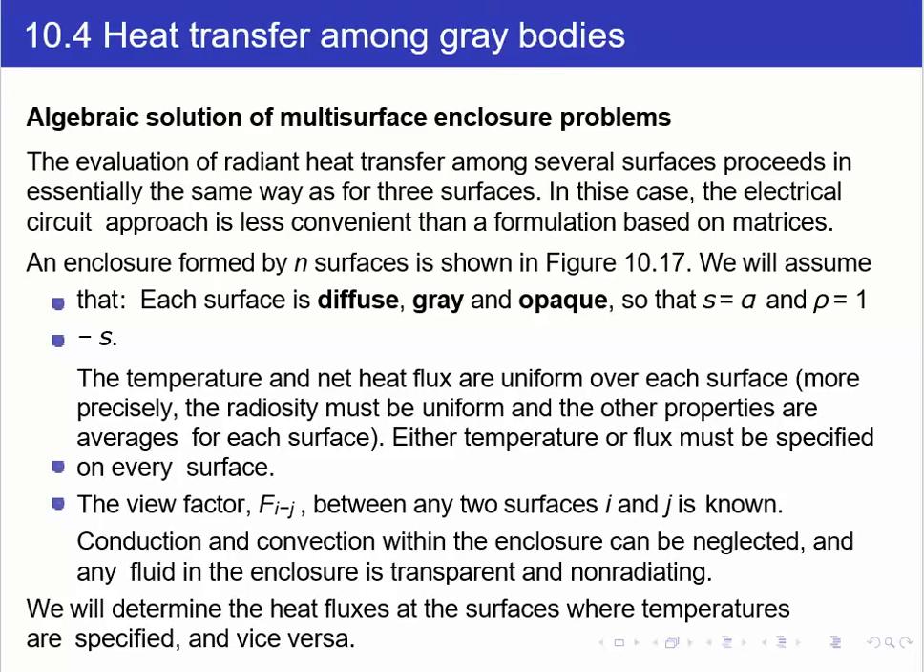When the temperature and the net heat flux are uniform over each surface, either the temperature or flux must be specified on every surface. The view factor F i to j between any two surfaces i and j is known. Conduction and convection within the enclosure can be neglected, and any fluid in the enclosure is transparent and non-radiating. We can determine the heat flux at the surfaces where the temperatures are specified and vice versa.